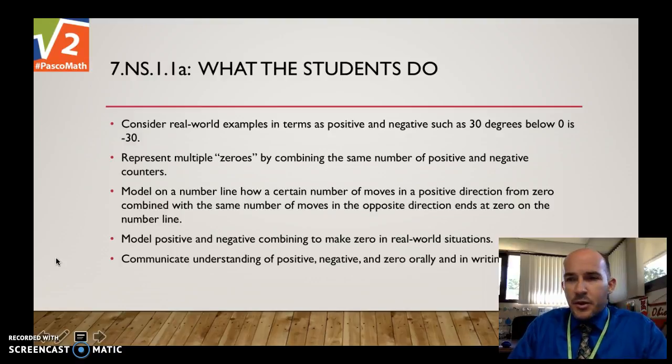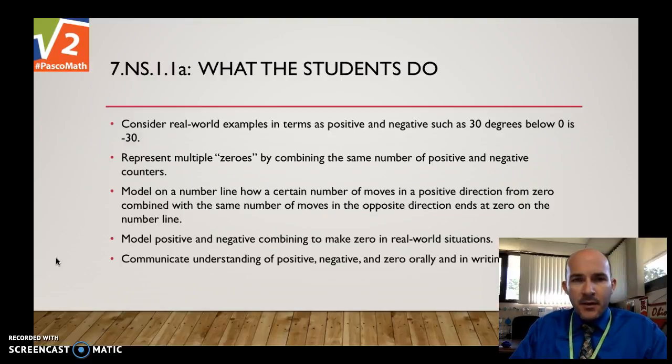When looking at what the students should be doing, they need to consider real-world examples in terms of positives and negatives, such as 30 degrees below 0 is negative 30 degrees. They also need to represent multiple zeros by combining the same number of positive and negative counters, like I showed you with the teacher part.